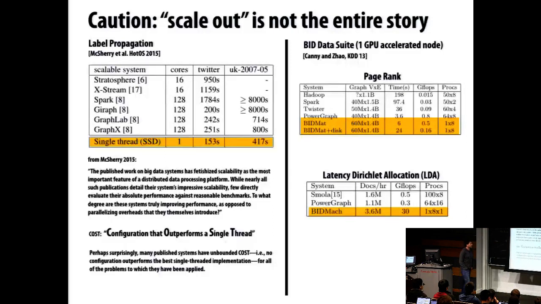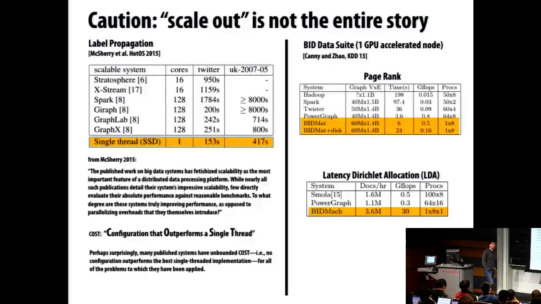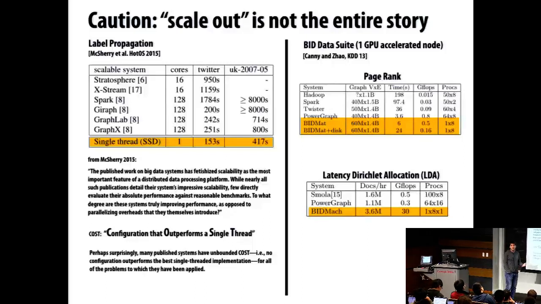So they made this metric in this paper called cost, which is how big of a supercomputer do you need before you outperform a single thread? And they said that surprisingly, many published systems have unbounded cost. If you take the biggest graphs in the world that are publicly available, you never break even, right? And your implementation of assignment 3 is probably, for a graph that you can fit in memory, significantly better than what you do in GraphLab on a large cluster.